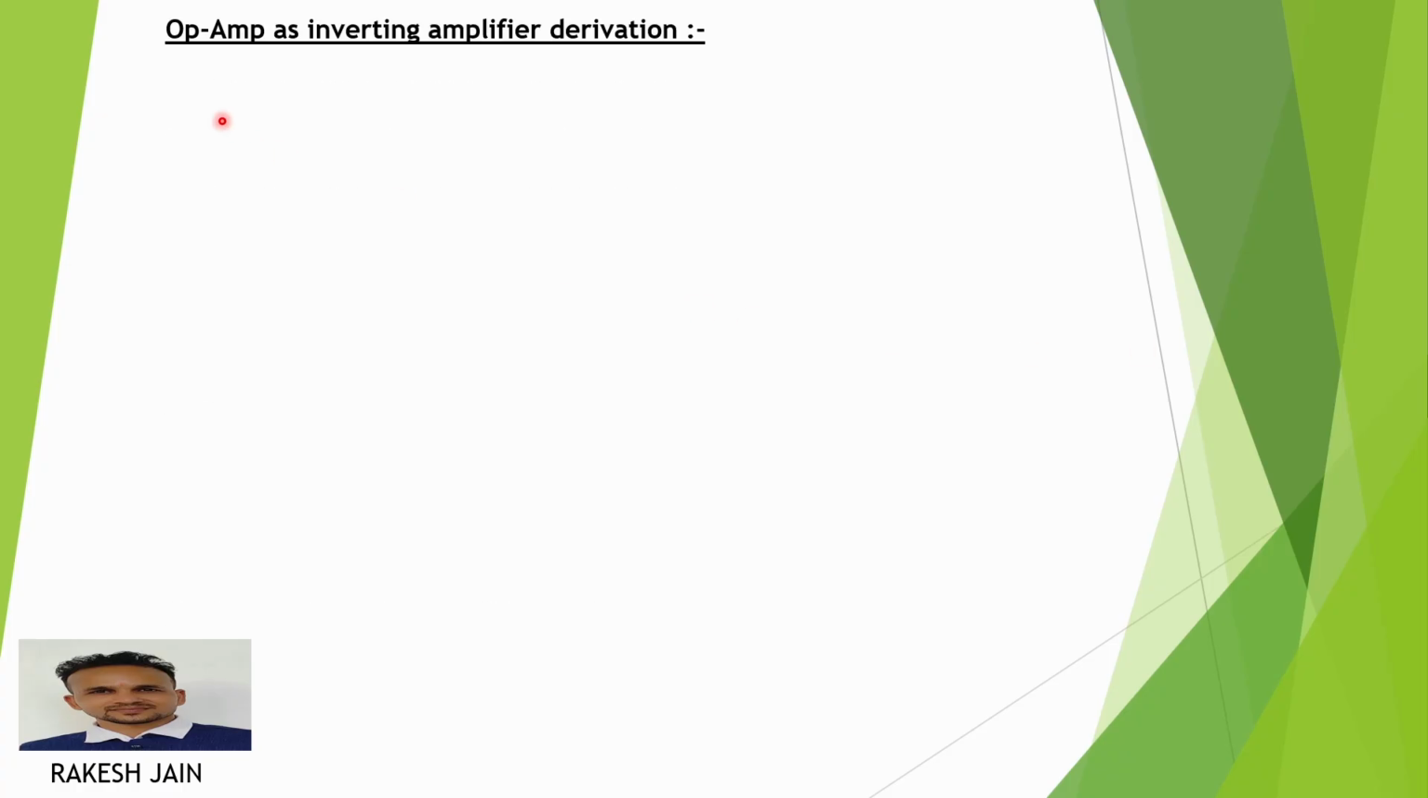Now, first of all, we will derive an application of the operational amplifier as inverting amplifier. Inverting amplifier means whatever the input we provide at the inverting input pin, it will generate the signal at the output which is opposite in phase with the input. Means 180-degree phase shift we will find out there.